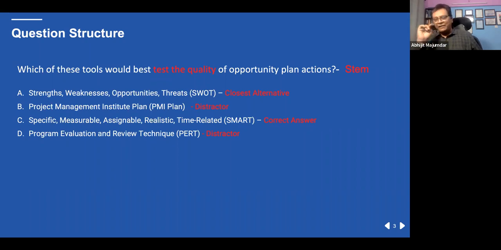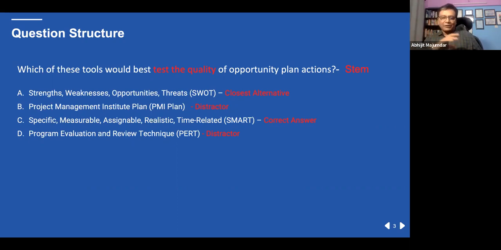Every question will have a stem statement, a phrase to which all the answers would be related. Two of the answers will be distractors, nowhere related to the stem, and of the other two answers, one will be the correct answer, another is the closest alternative answer. And you have to select the correct answer in less than 1 minute. This rule applies across all the 75 questions.